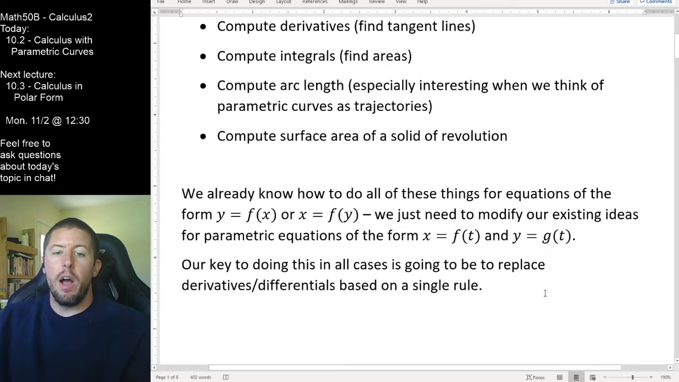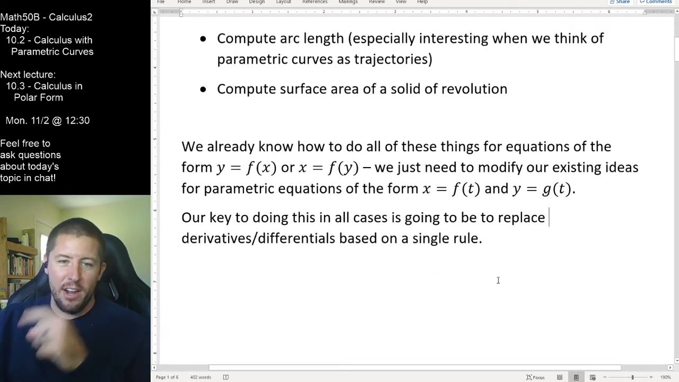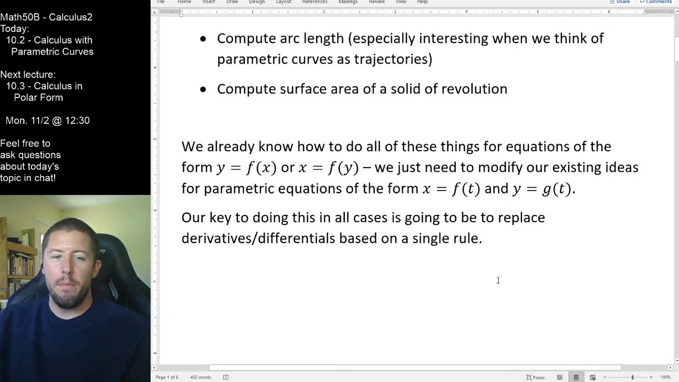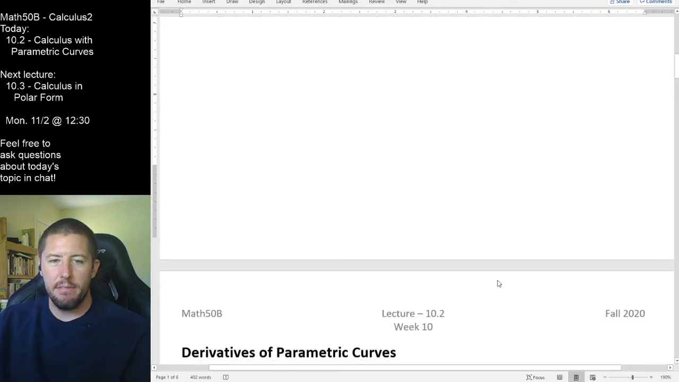So the key to doing all of this, everything that's going to happen today, is that we want to replace derivatives and differentials based on a single replacement rule. FT is X stuff. Got it. Good call. You really only have to remember one pair, and you automatically, by default, remember the other pair right there. So X is F stuff right there.